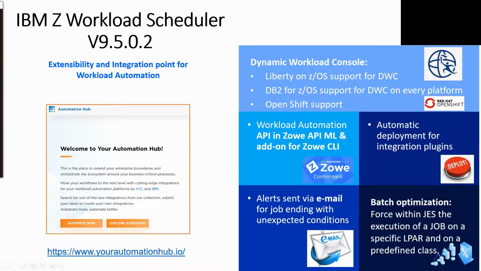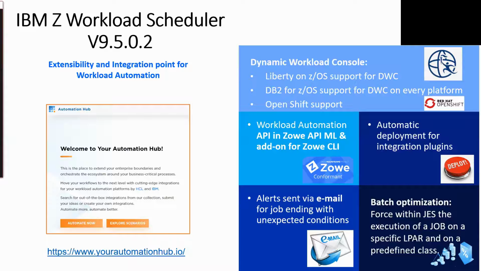On the mainframe itself, what was added with this deliverable was the possibility to run the Dynamic Workload Console on Liberty on z/OS. So now you can run the Dynamic Workload Console natively on z/OS. And guess what? Liberty on z/OS is included in the bill of material of the product, so free of charge, you can use it for DWC. There are other improvements of the Dynamic Workload Console, like the possibility to leverage Db2 for z/OS on every platform, and the OpenShift support.